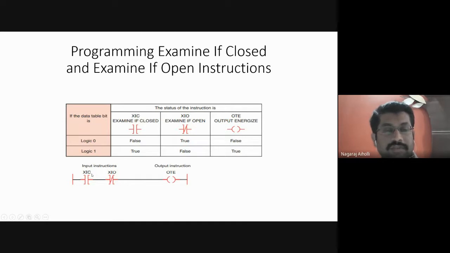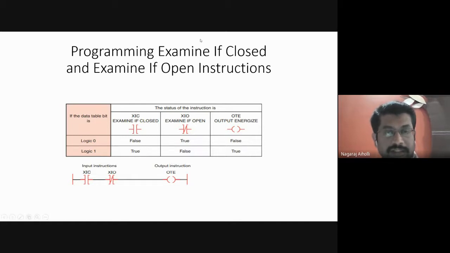What about if both are 1? If XIC is 1, XIO is 1, not of 1 is 0. So this is 1, this is 0. Again, there is no continuity, and hence the output will not be turned on. Just like how you write the truth table for your digital circuits, which you studied in your first year in basic electronics, for the different states 00, 01, 10, 11, similarly here we have to analyze accordingly.